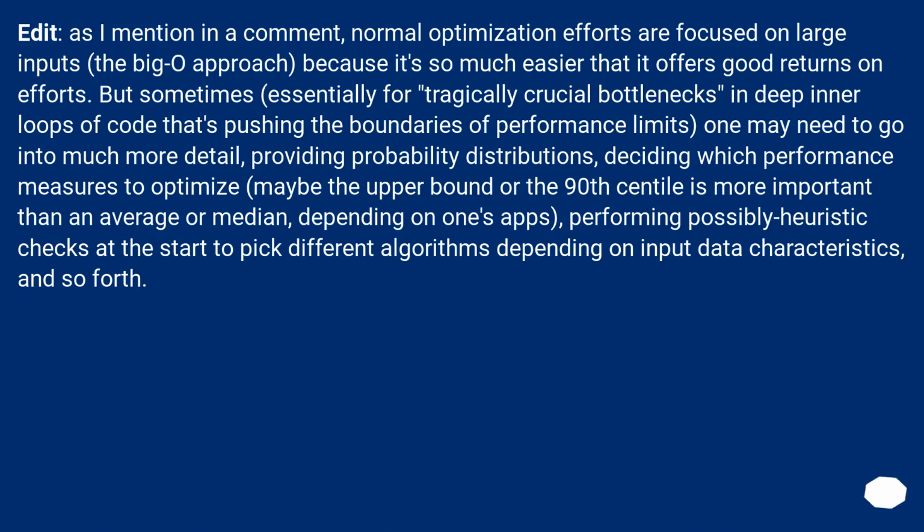Edit. As I mentioned in a comment, normal optimization efforts are focused on large inputs, the big O approach, because it's so much easier that it offers good returns on efforts. But sometimes, essentially for tragically crucial bottlenecks in deep inner loops of code that's pushing the boundaries of performance limits, one may need to go into much more detail, providing probability distributions, deciding which performance measures to optimize. Maybe the upper bound or the 90th centile is more important than an average or median, depending on one's apps, performing possibly heuristic checks at the start to pick different algorithms depending on input data characteristics, and so forth.